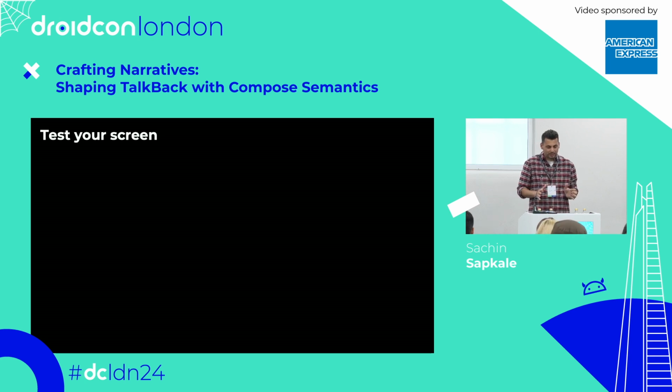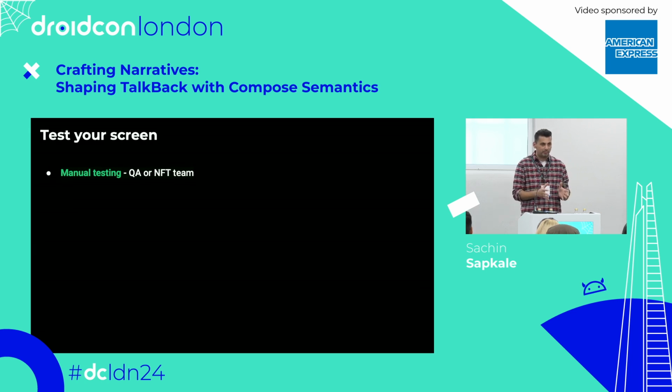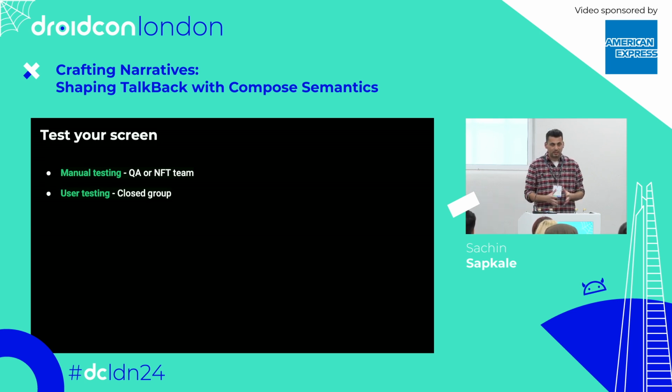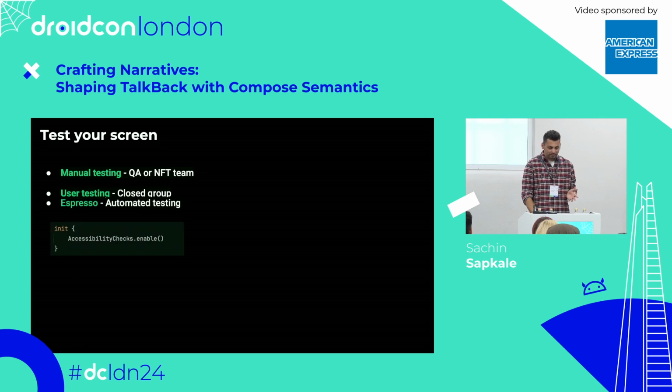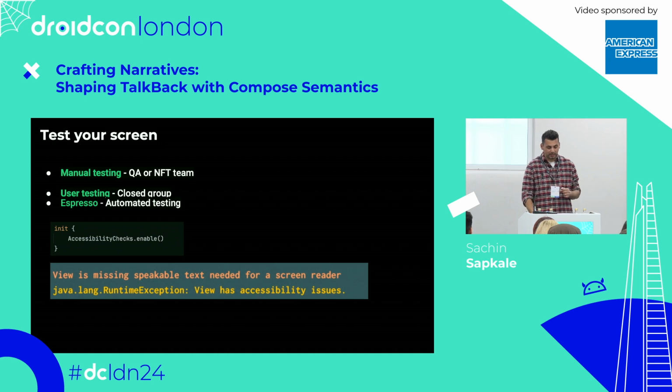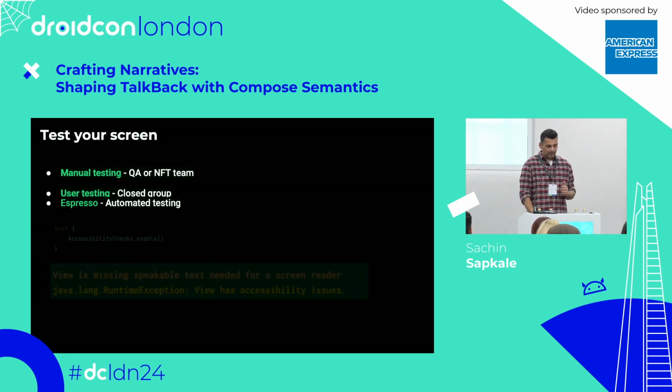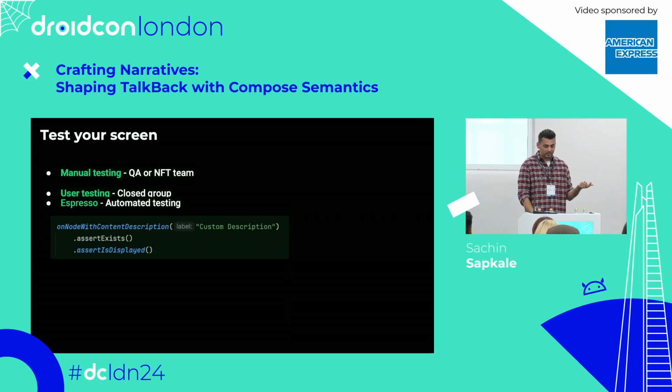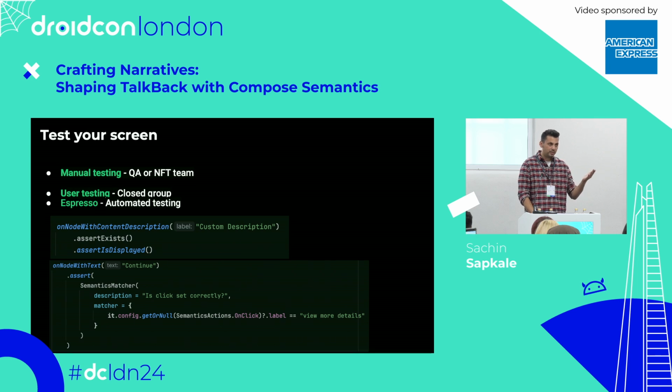The very basic, which I cannot recommend anymore, is manual testing. Give an app to a QA, enable TalkBack, and ask them to play with the app, find the pain points, and just feed us with the information. Or you can provide an app to a small circle and get feedback on the TalkBack experience. The third one is automated testing. It's completely optional. You can use the accessibility checks. It's a library you can add for the UI testing. And also you can write some composable test asserting the content description, or you can assert the labels as well using semantic matcher.